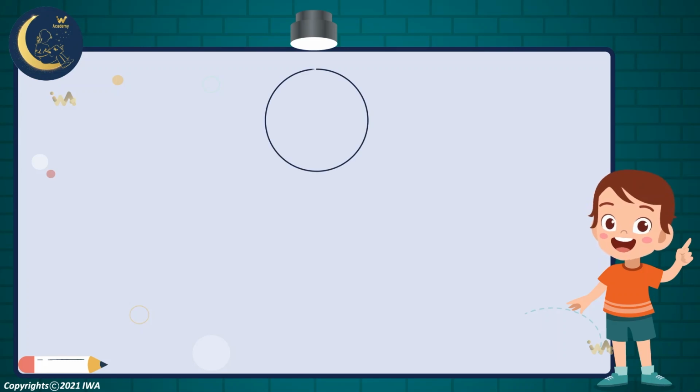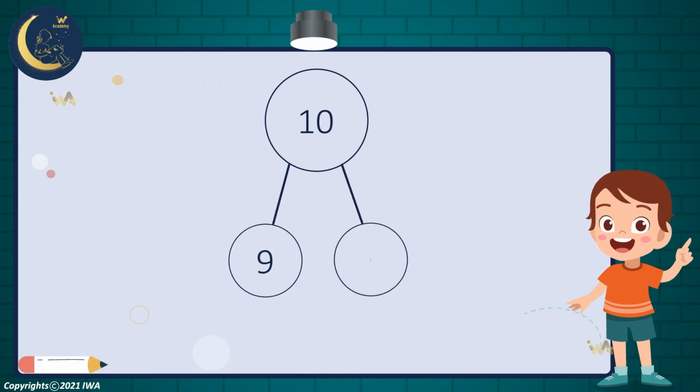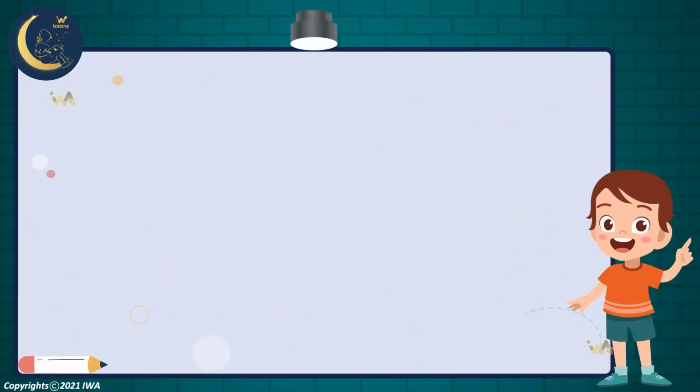So now we can conclude that to get the number bonds of 20, we write one of the number bonds of 10, then we replace the number 10 with the number 20, and we place the number 1 beside one of the components. It is a very easy method. Great job! Now we can find number bonds of different numbers.